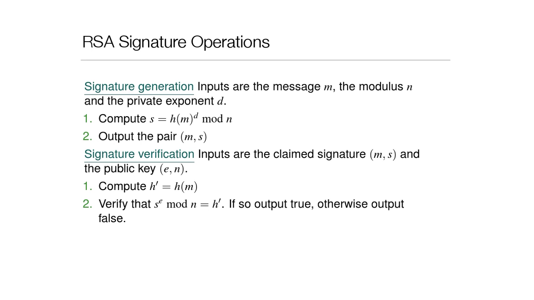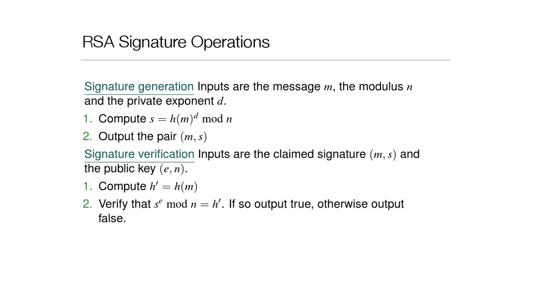And then on that fixed-length message digest, the computation of that output to the power D mod N happens. The value D is the private signing key. And the output is a pair: the message M and the signature S.